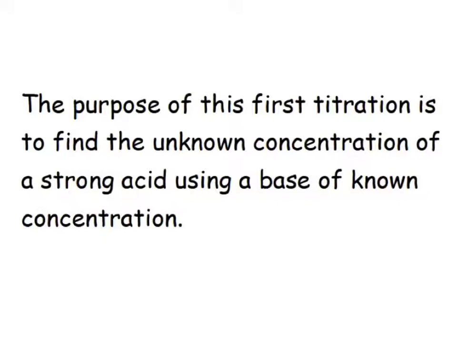So the purpose of this first titration is to find the unknown concentration of a strong acid using the base of an unknown concentration. So your strong acid is going to be H2SO4, and we don't know the molarity of that. But we are going to be using a base, which is NaOH, sodium hydroxide, and we actually know the molarity of this base.